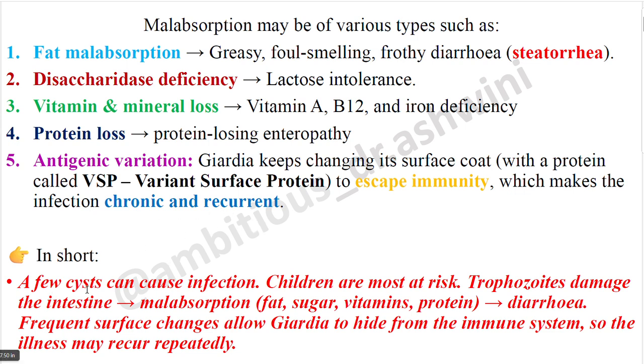So in short, a few cysts can cause infection. Children are most at risk. Then trophozoites damage the intestine, causing malabsorption, that is of fat, sugar, vitamins and proteins, and cause diarrhea. Here, frequent surface changes allow Giardia to hide from the immune system, so the illness may recur repeatedly.